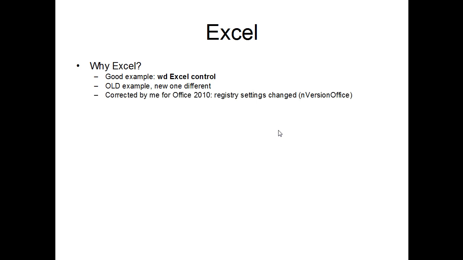Also, this project has been corrected by me. It was written for visibly an older version of Office, and Microsoft changed the way they are registering things in the registry. Their settings are now organized differently, which means that one of the methods of the class, the CExcel class, the method NVersionOffice, was returning 0 all the time because the settings had changed. So I modified the code in order for it to work with Office 2010.